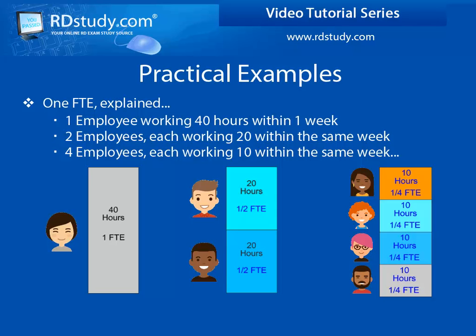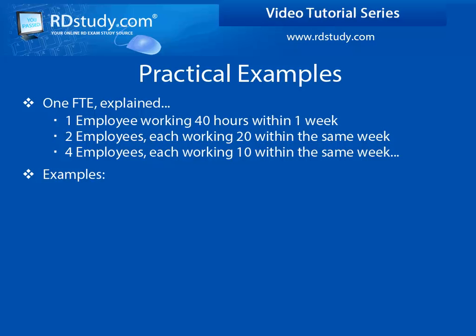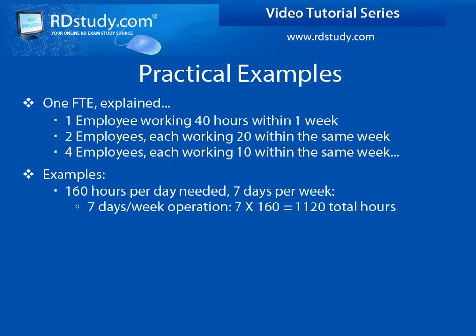It is related directly to labor hours worked in 1 week, regardless of how many individuals are required to fulfill that need. As an example, say you determine that you need 160 labor hours per day to run your establishment. If you are open 7 days per week, that results in a total FTE need of 28. And the calculation there is 160 hours per day times 7 days per week, resulting in 1,120 total hours per week needed. Now divide that by 40 hours per FTE, and your result is 28 FTEs for the week.